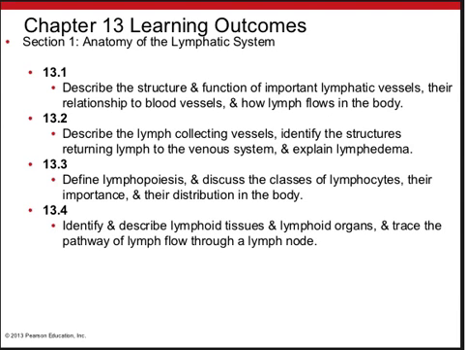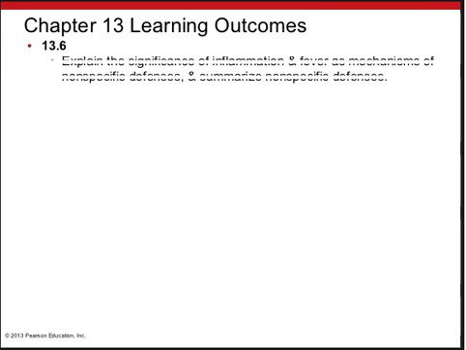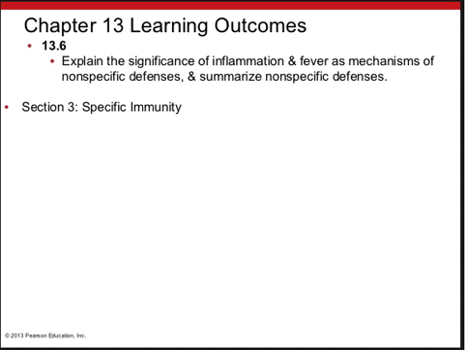We'll ID and describe lymphoid tissue and organs and trace the pathway of lymph flow through a lymph node. The next section will deal with nonspecific immunity, where we'll explain how physical barriers and phagocytes play a role in nonspecific defense. We'll explain the significance of inflammation and fever as mechanisms of nonspecific defense and summarize nonspecific defenses.